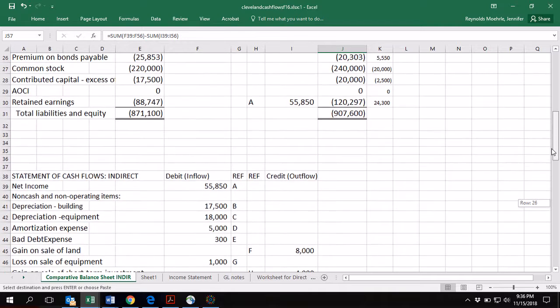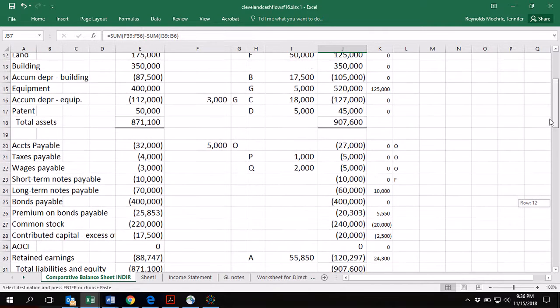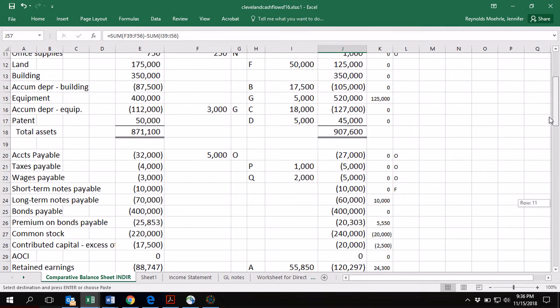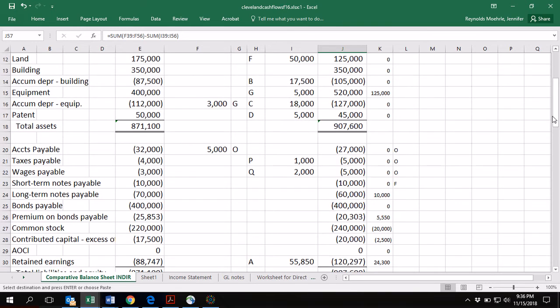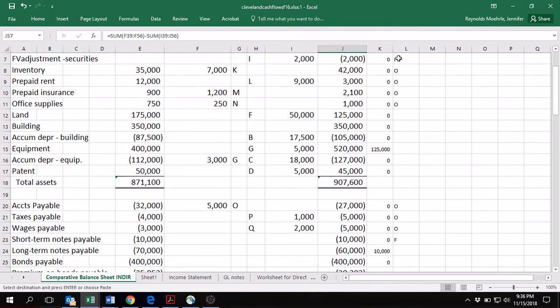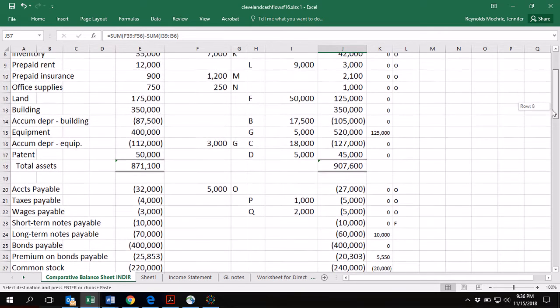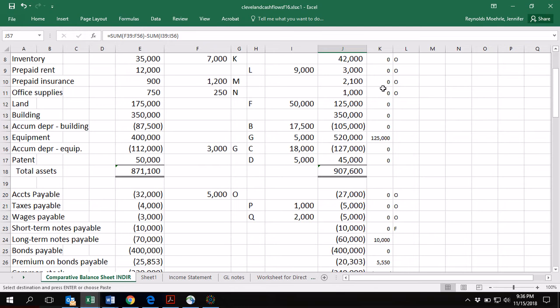That was really for the operating activities section. Now we're just going to be using the general ledger notes and our remaining balance sheet differences, which we don't have very many, to finish out the statement. So starting up here on the asset side, let's first just make sure we all realize here's our investing activities.